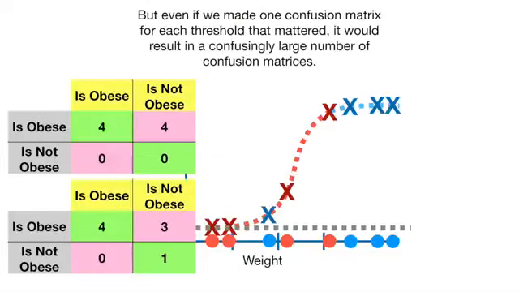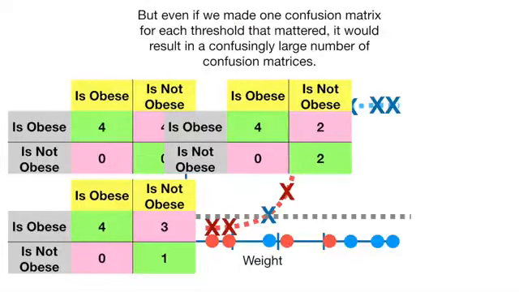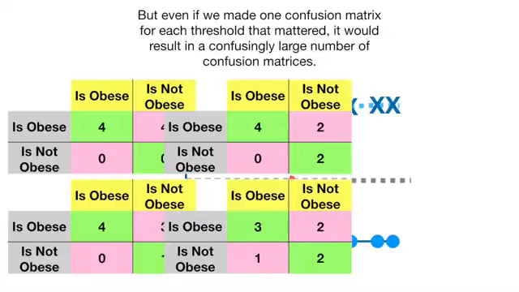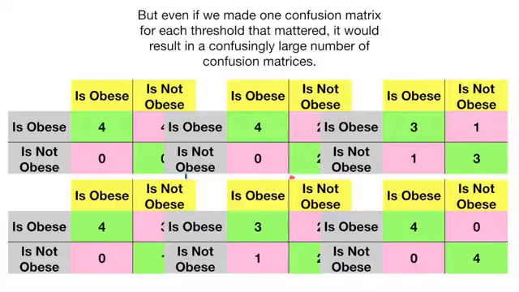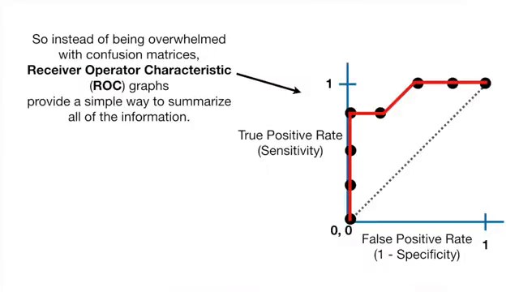But even if we made one confusion matrix for each threshold that mattered, it would result in a confusingly large number of confusion matrices. So, instead of being overwhelmed with confusion matrices, receiver-operator characteristic ROC graphs provide a simple way to summarize all of the information.